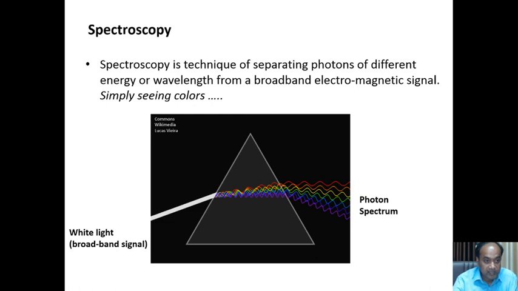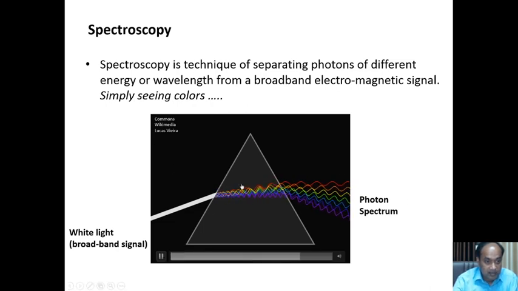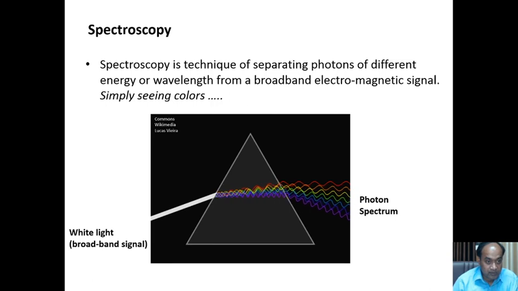And what is shown here is a prism which is dispersing light. So if you are getting white light, which is a broadband signal, when it passes through the prism, it gets dispersed, which means that the light is divided into its primary colors, and then it emerges out, and then you see the photon spectrum. I'm sure most of you have already seen these experiments in your laboratories.